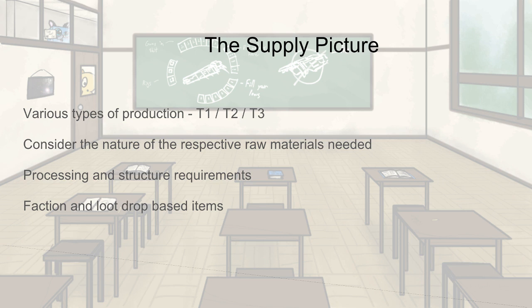All right, next thing to consider: reprocessing and structure requirements. You don't always get to just use the raw materials and produce something with them. You can get away with that with Tech 1. However, for Tech 2 and Tech 3, the raw materials must be processed into a secondary item or a component, and then it's those components that are made into whatever the final product is.